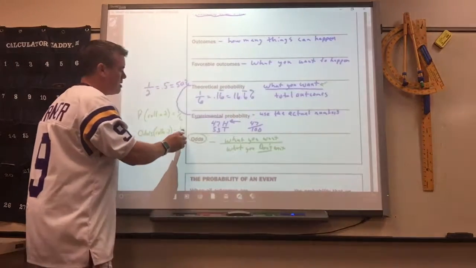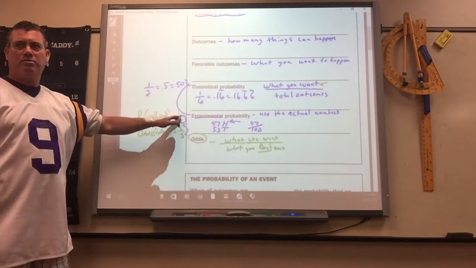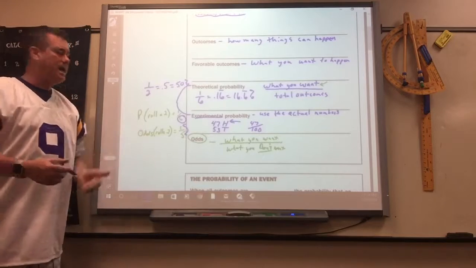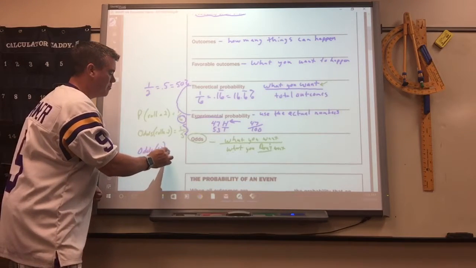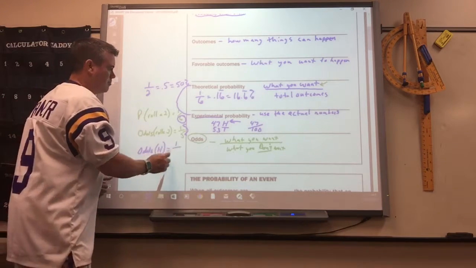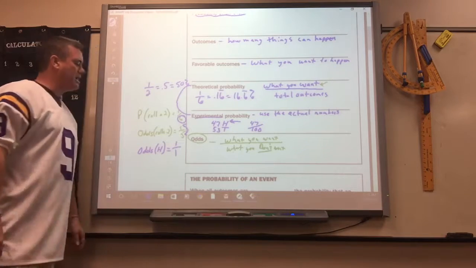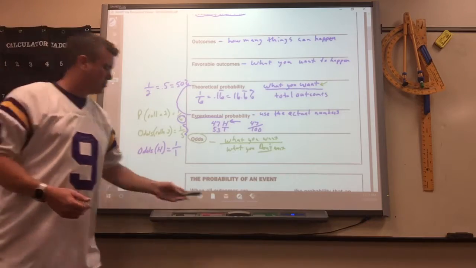So, these two numbers are always going to add up to the total amount. So the odds of flipping a heads, how many heads can you get when you flip a coin? It's 1 out of 1. How many won't be heads? Tails. So the odds of flipping a heads is 1 to 1. Okay?